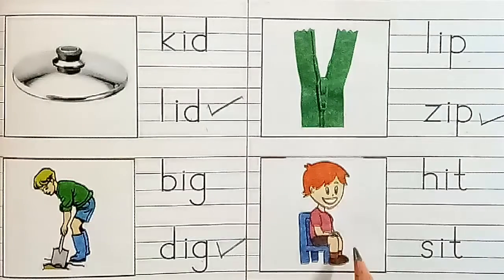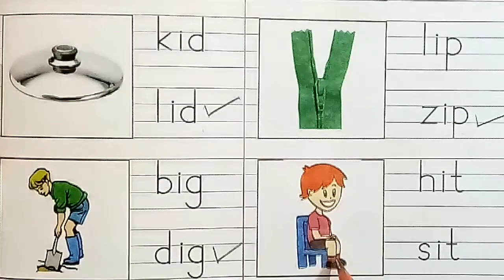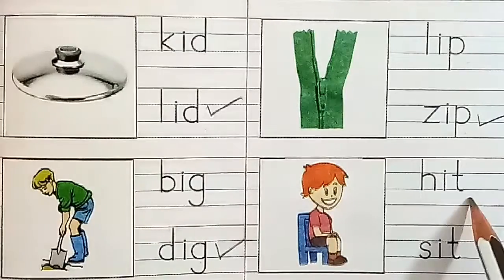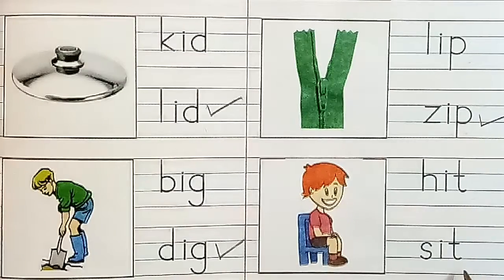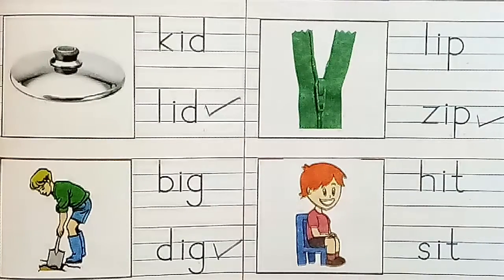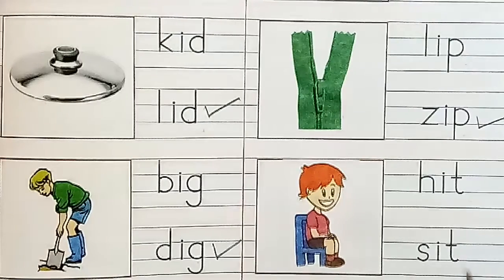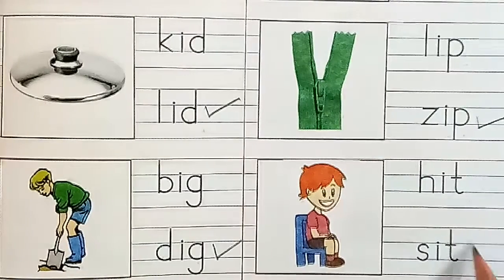See the picture and tell me what is it? What is it doing? It is hitting or it is sitting? Very good. It is sitting. So its correct name is S-I-T, sit.